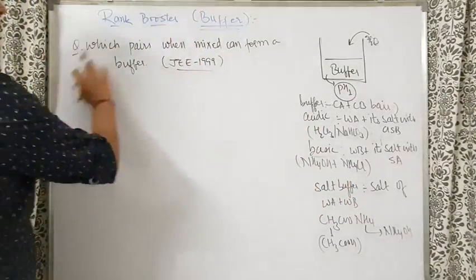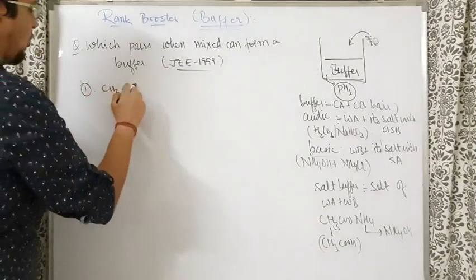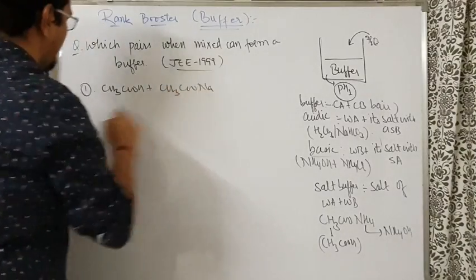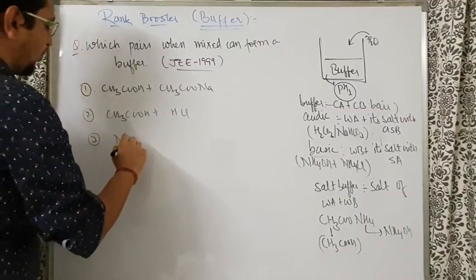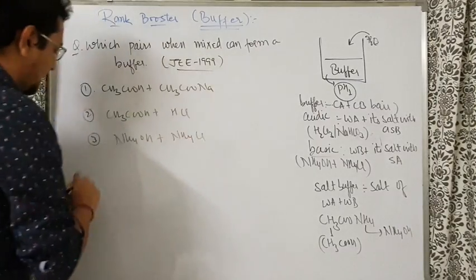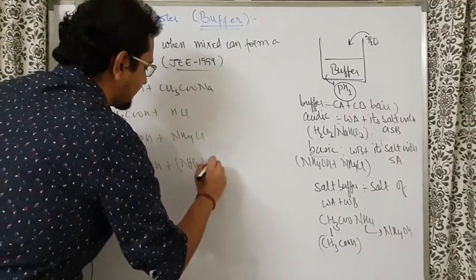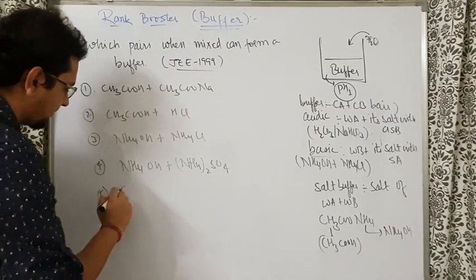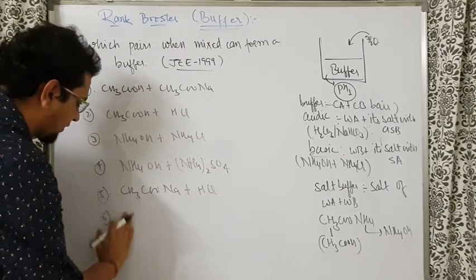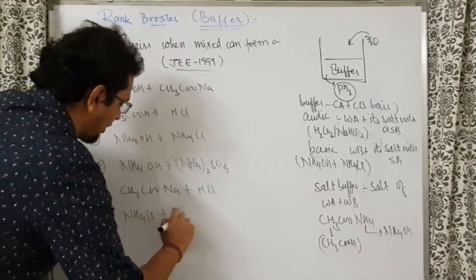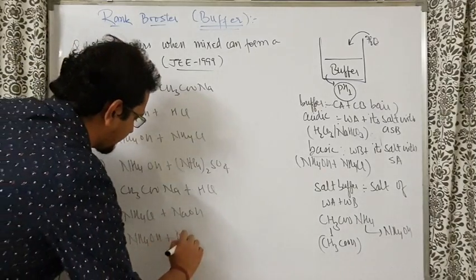Now see, which of the pairs when mixed can form a buffer? Option number 1, let us say we have CH3COOH plus CH3COONa. Second, CH3COOH plus HCl. Third, NH4OH plus NH4Cl. Fourth, NH4OH plus (NH4)2SO4. Number 5, CH3COONa plus HCl. Number 6, NH4Cl plus NaOH. Number 7, NH4OH plus NaOH.